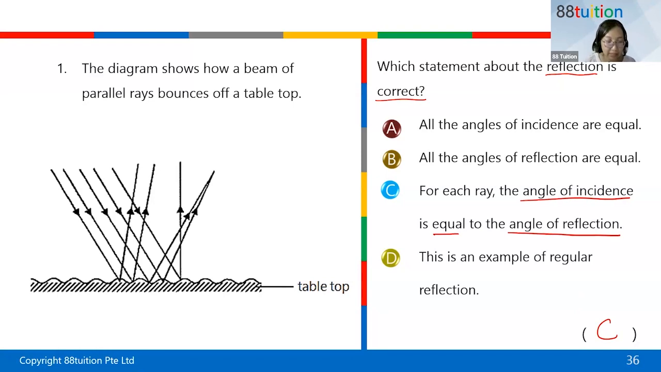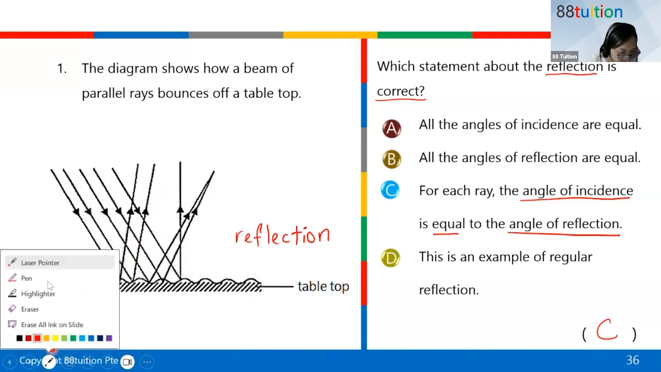Can you type into the chat? What reflection is this? Let's see if anybody remembers it. What kind of reflection is this? You can see that at first the incoming light rays are all parallel. After they touch the surface, it all goes in different direction. So what reflection is this? If you cannot remember, can you type that you cannot remember?